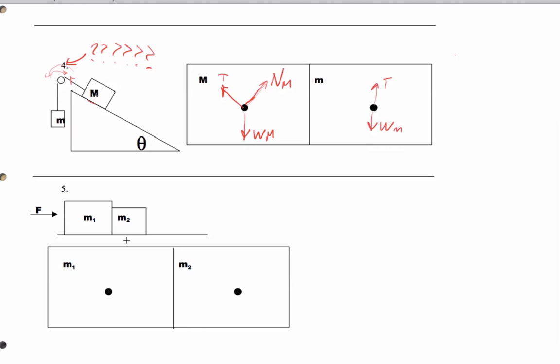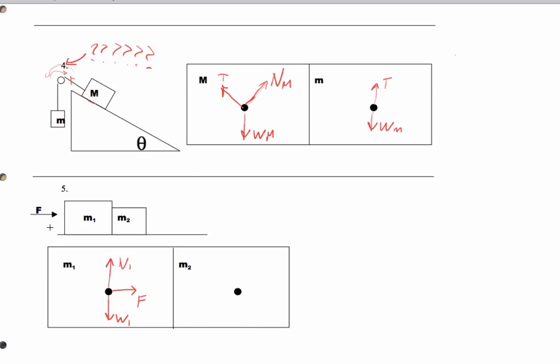Now for number 5, this is one of the trickier setups, and I love it because it's going to be our first time using Newton's third law on a problem. So check this out. I apply a force to M1, and it only acts on M1 because it's only touching M1. I have a normal on mass 1, and I have its weight. Now, M2 moves, and what we like to say casually is, oh, well, the F pushes both blocks.